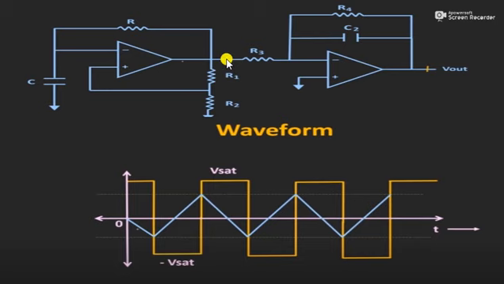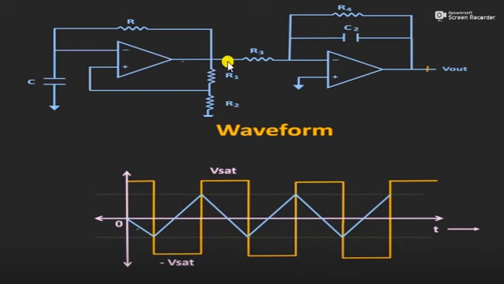Here V0 dash is high. For example, the output of the astable multivibrator is denoted as V0 dash. When V0 dash is high at plus V saturation, the plus V saturation is given to the inverting terminal of the integrator. The output of the integrator is moving towards negative.